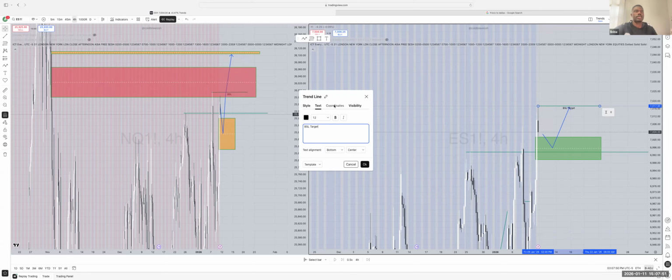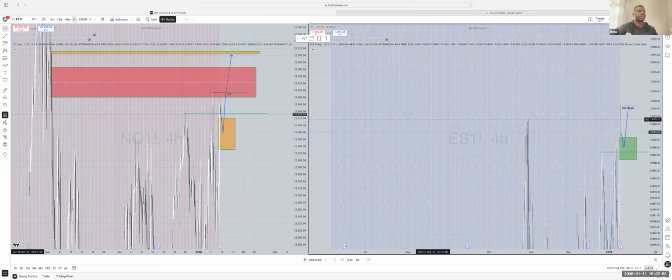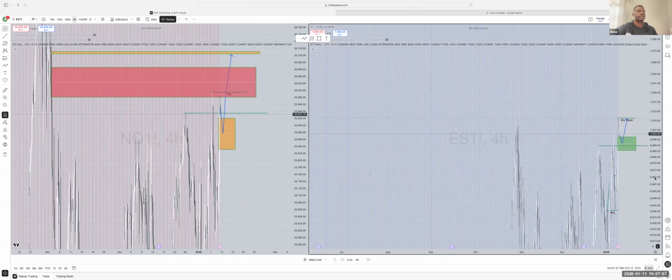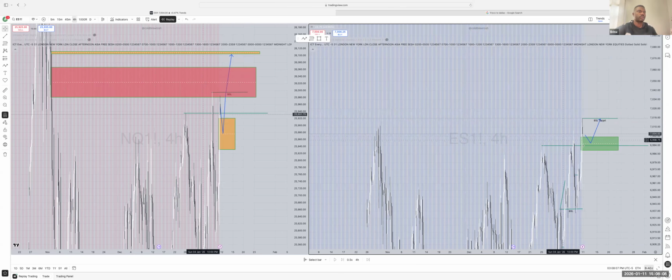That level is like 7,017. So long term, this is actually the all-time high on ES. I don't like that because you're kind of selling into the all-time highs or buying into the all-time highs. So you just gotta be really careful again, especially since we ran the all-time high there.